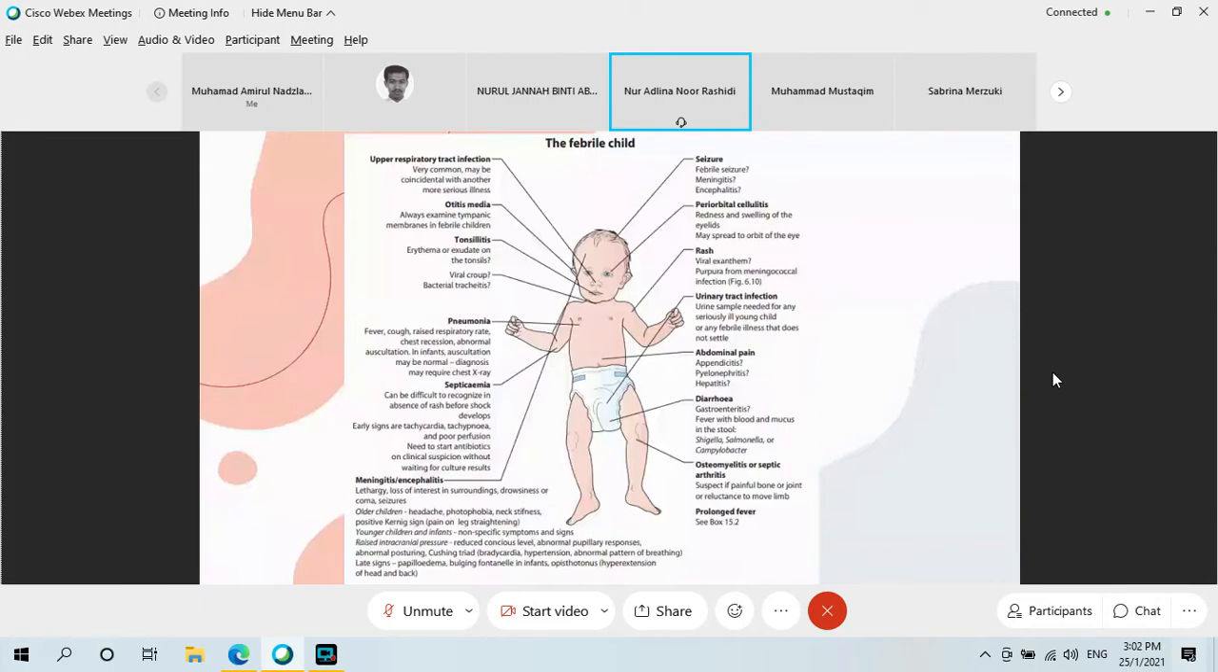So this is just a picture for you guys to see later. It just shows some of the things that we can think of when we see a febrile child. Next.